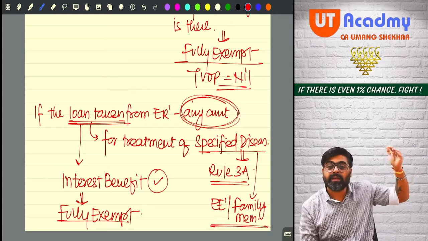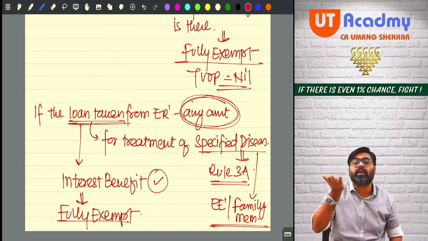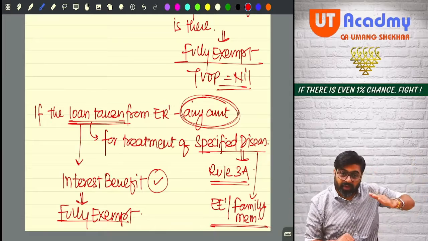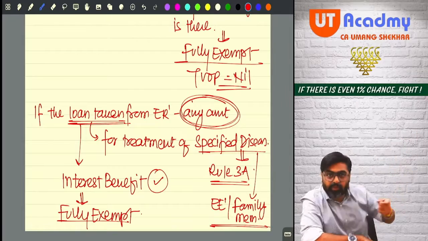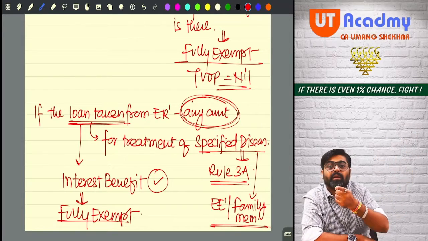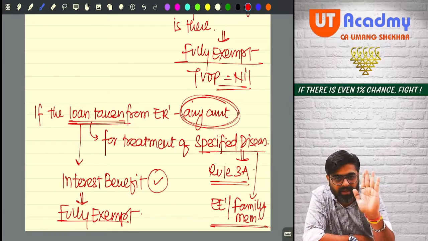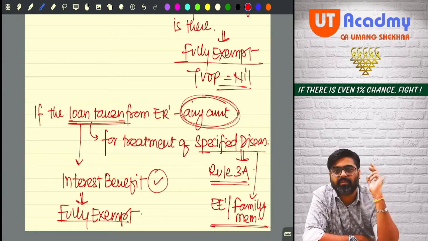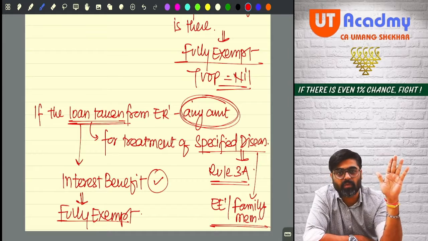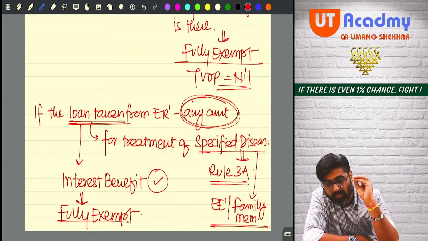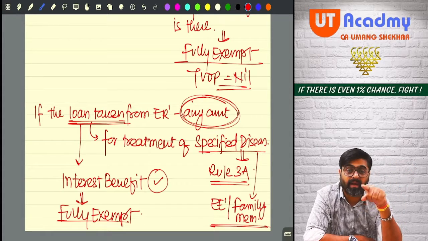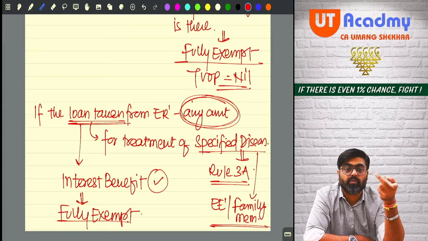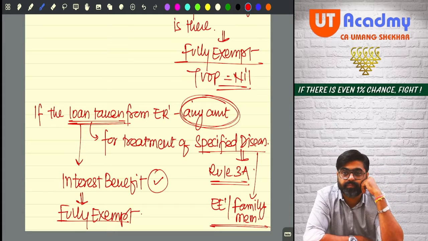But the employer's intention was not to give you this benefit as a personal benefit. He was offering his help to you. So the help coming from the employer like this cannot be treated as a personal benefit; it is fully exempt. Whatever may be the amount of loan, the entire interest benefit on it will be fully exempt if the loan was taken by the employee from the employer for treatment of what? Specified disease. Getting my point, everyone? Hello?